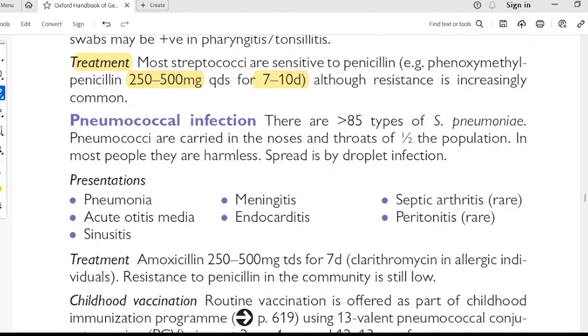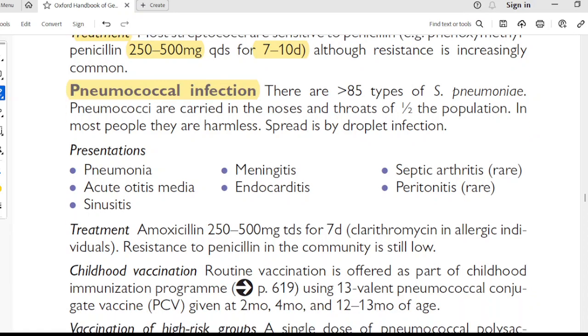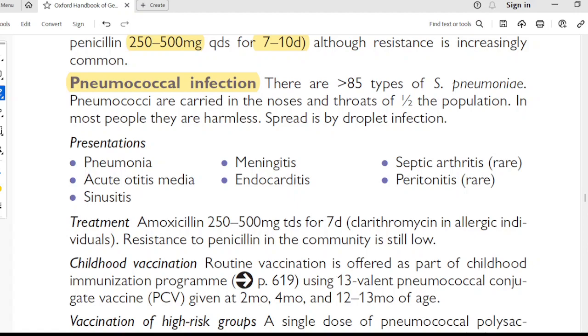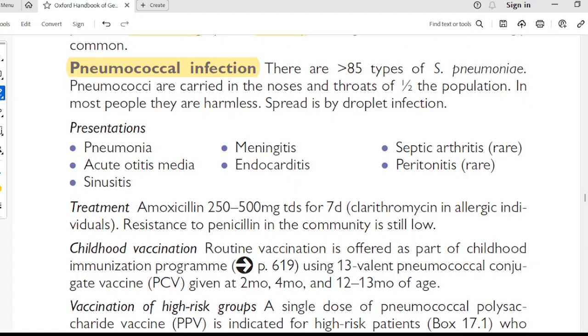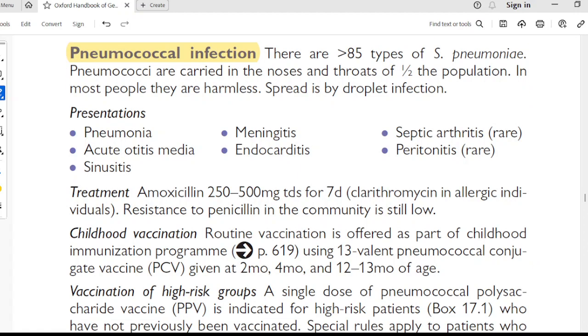Pneumococcal infection. There are 85 types of Streptococcus pneumoniae. Pneumococci are carried in the noses and throats of half the population. In most people it is harmless. Spread is by droplet infection. Presentations: pneumonia, acute otitis media, this one is specific for pneumococcus, sinusitis again, meningitis, endocarditis, septic arthritis and peritonitis, which are rare.